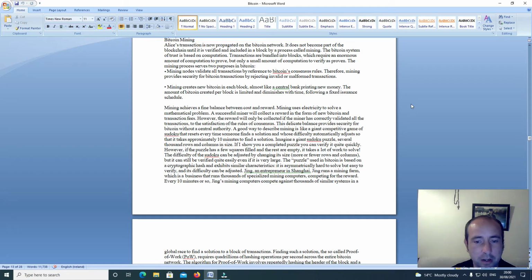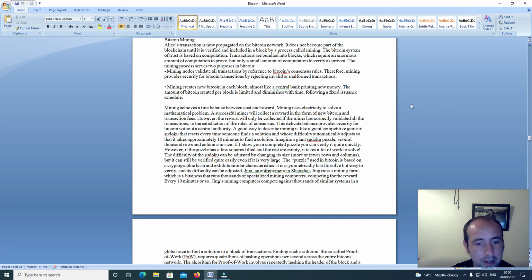A good way to describe mining is like a giant competitive game of Sudoku that resets every time someone finds a solution and whose difficulty automatically adjusts so that it can take approximately 10 minutes to find a solution. Imagine a giant Sudoku puzzle, several thousand rows and columns in size. If I show you a completed puzzle, you can verify it quite quickly.